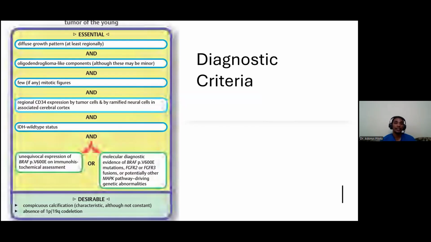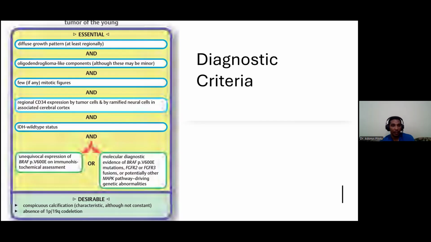As criteria of diagnosis, essential are a diffuse growth pattern, at least regionally, and an oligodendroglioma-like component, although this may be minor, and few, if any, mitotic figures; CD34 expression by tumor cells and by ramified neural cells in the associated cerebral cortex, and IDH wild-type status; and unequivocal expression of BRAF V600E by immunohistochemical assessment, or molecular evidence of BRAF V600E mutation, FGFR2 or FGFR3 fusion, or potentially other MAPK pathway-driven genetic abnormality.